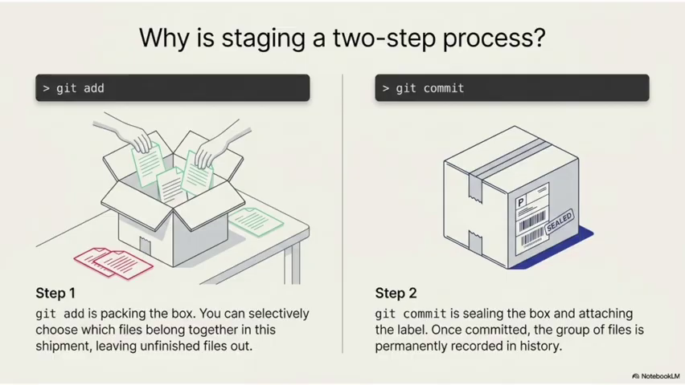The two-step process gives you control over what a commit means. Professional commits contain related changes with clear labels. Not everything I touched today. Staging is where you curate your history.